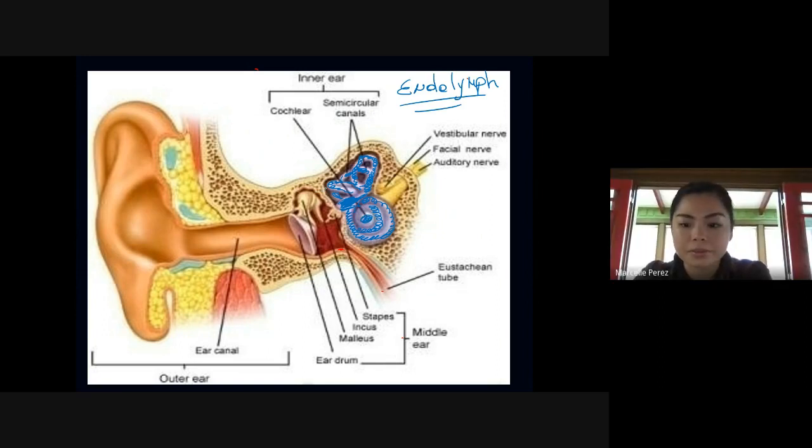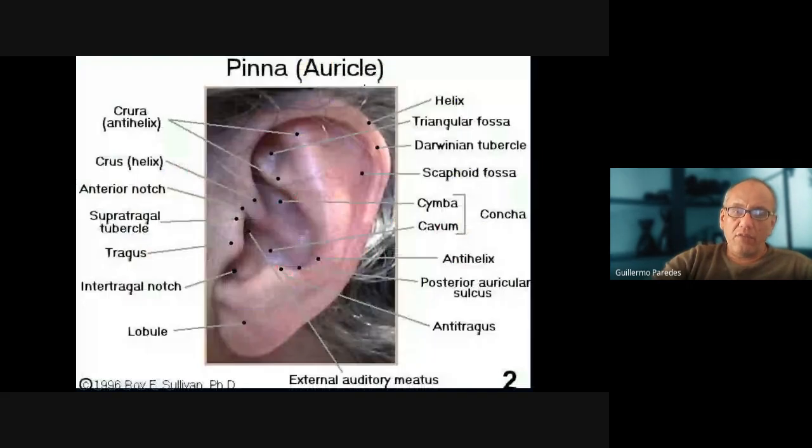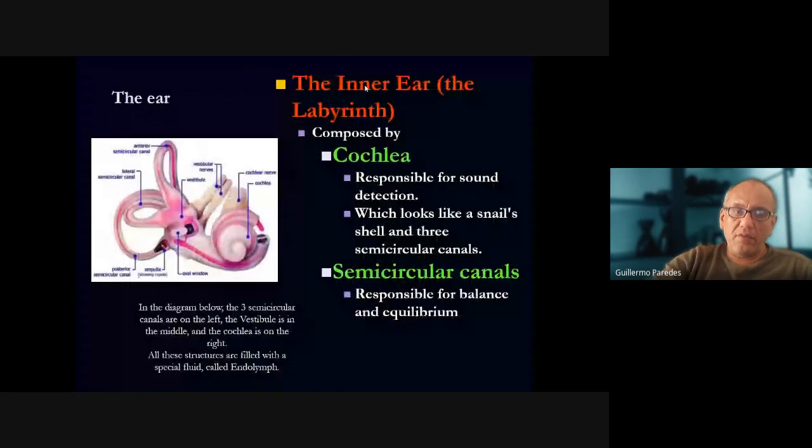It's like you have a bottle of water. Marilyn, you have your bottle of water, right? That is basically what is happening with the semicircular canal, the vestibule, and the cochlea. So what is that fluid? That is called the endolymph. Don't forget that. Endolymph is not blood, it's a clear fluid.